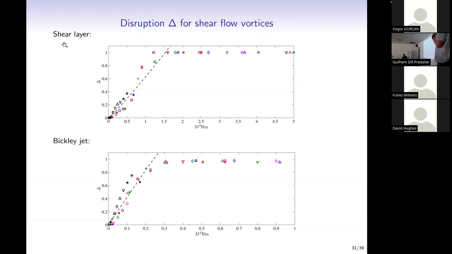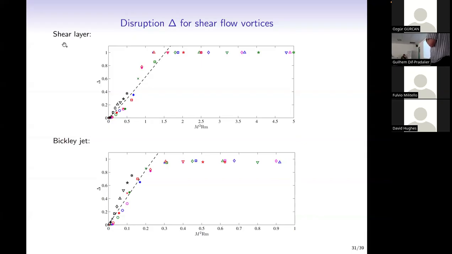Then you can see that if m squared Rm is small enough, of course there will be no disruption, purely kinematic. But as m squared Rm increases, the values between 0 and 1 are where it's shed part of the vortex but kept part of the vortex. Until you get to here, this one is about 1.5. And after that, it's totally disrupted. So I would say it all hangs together, both for the shear layer and the big jet.